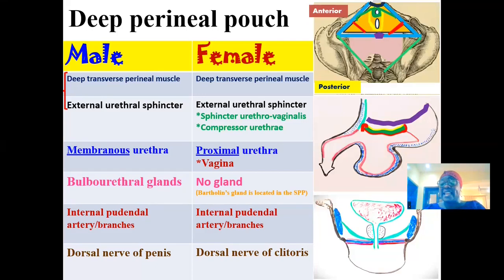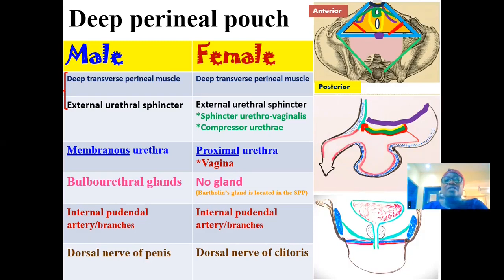The sphincter urethrovaginalis is a subset of the external urethral sphincter, but it is peculiar to just the female. Just from breaking down the name, we know that this sphincter connects the urethra and the vagina, as a subset of the external urethral sphincter. We also have the compressor urethrae, highlighted here in purple, and you see it running across the anterior border of the urethra. This is also peculiar to the female, and it is also a subset of the external urethral sphincter.